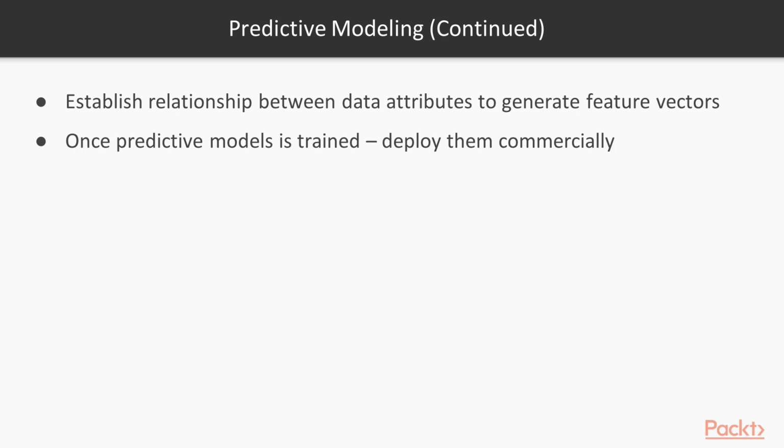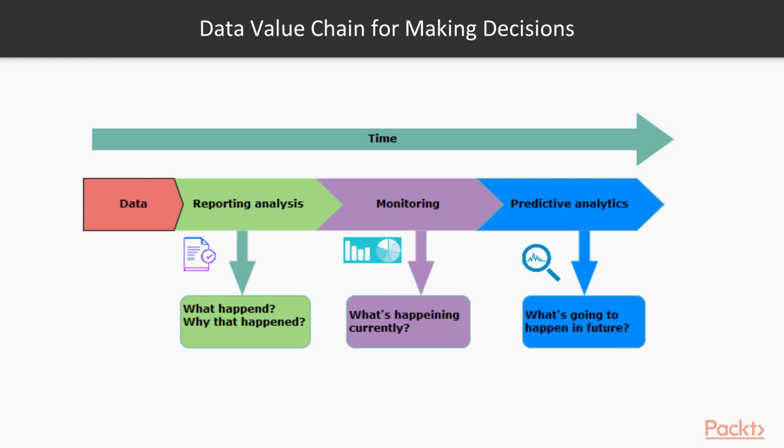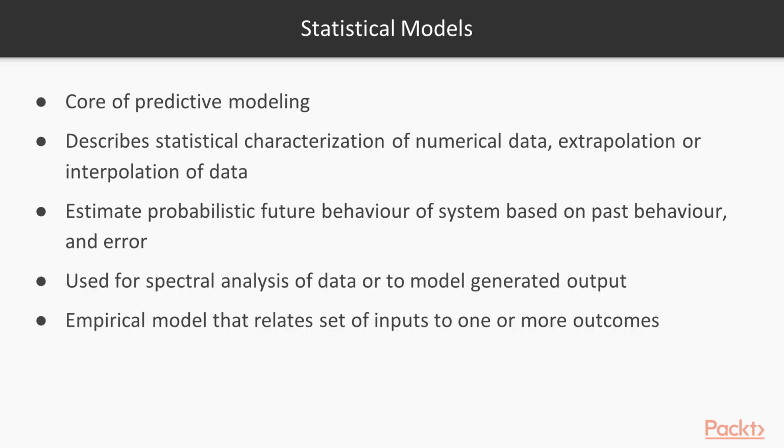We now need to know how to establish the relationship between data attributes to generate feature vectors to be used to train the statistical models. Once we have our predictive models trained with the training data, we need to deploy them commercially for predictive analytics. For example, if we want to develop and deploy the animal-bird classifier, we follow the predictive analytics value chain depicted in this diagram. We will now move to statistical models.